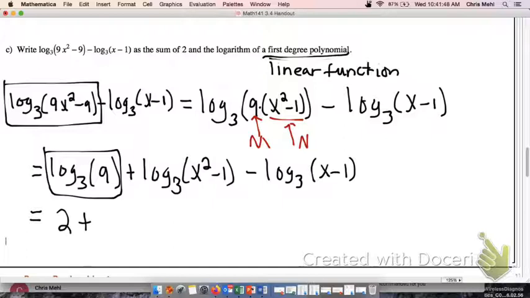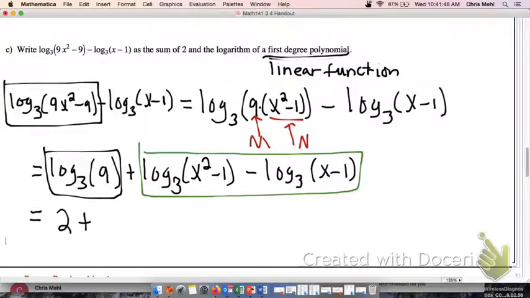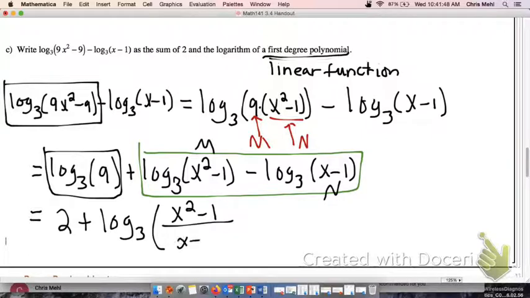Plus, and then what I'm going to do with my second pair of logarithms, I'm supposed to do 2 plus a single log of a first degree polynomial. Now I can use the quotient difference identity to write that as a single logarithm. The first input is x squared minus 1, that goes in the numerator. Remember that's my M, that's my N, and I can divide by the x minus 1. This will now equal 2 plus log base 3.